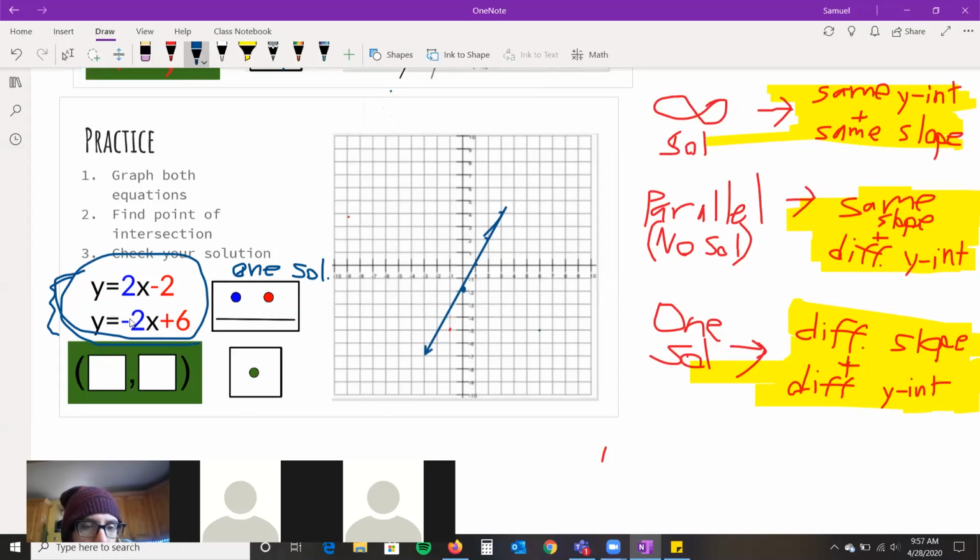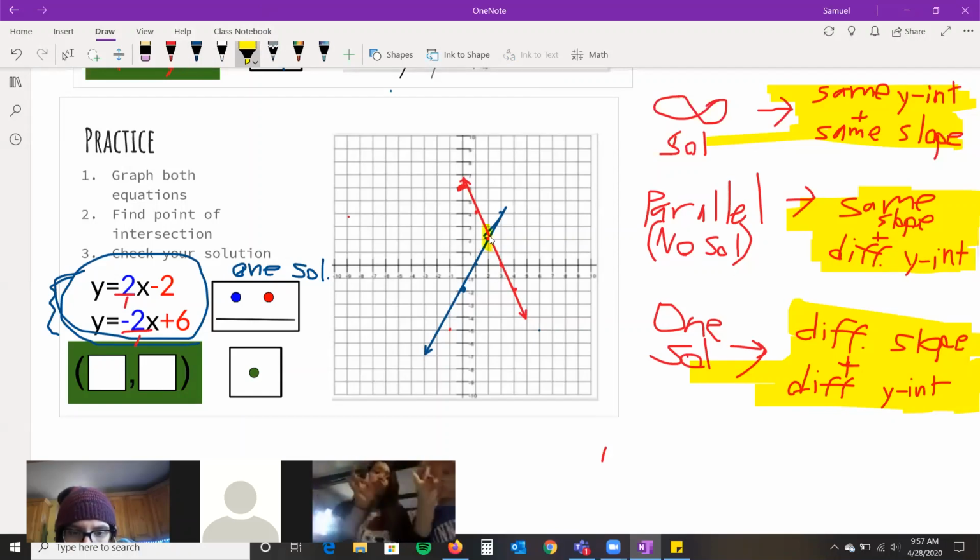Okay, and then the same with this one. I could say, okay, starts at +6. Slope is -2/1. So I could go down 2, right 1, down 2, right 1, down 2, right 1. Okay, and then I can draw my line. Okay, and so they're going to intersect right here at this point, which is at 2, 2.